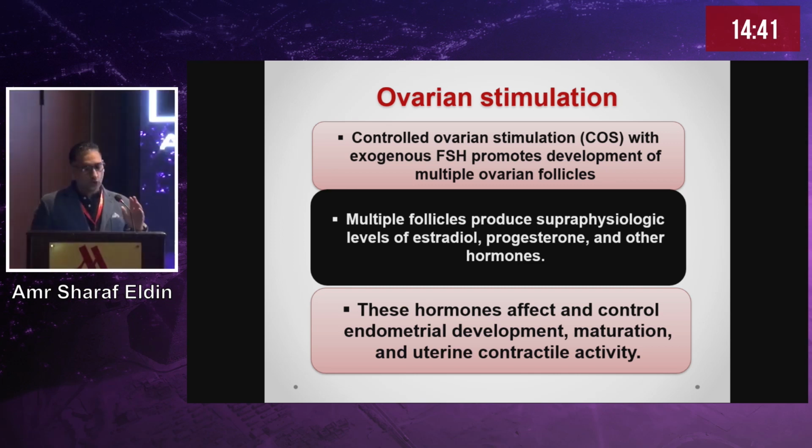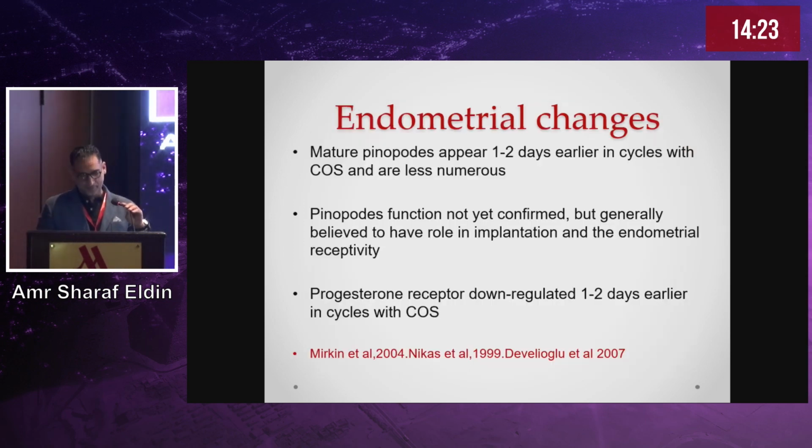Ovarian stimulation. Controlled ovarian stimulation with exogenous FSH leads to development of a large number of mature ovarian follicles. These multiple follicles produce supraphysiological levels of estradiol, progesterone, and other hormones. These hormones affect endometrial development, maturation, and uterine contractile activity.